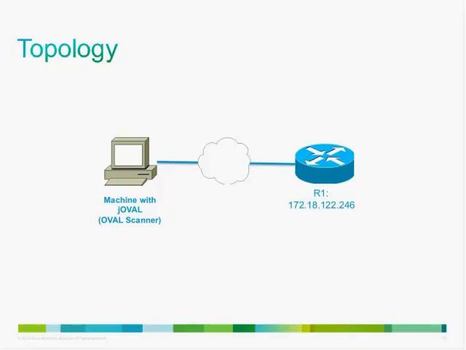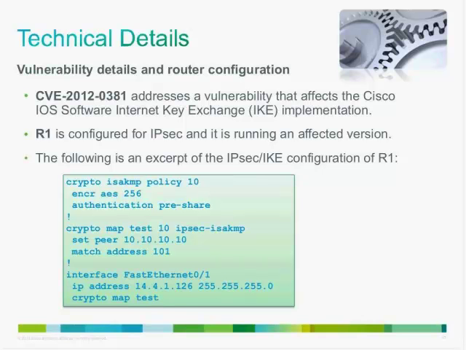And to my right, I have a router that we just call R1, configured with a specific IP address, in this case 172.18.122.246. To go over the technical details of the vulnerability we're going to be checking for: it's a vulnerability that we published last year. This is the CVE, the identifier for the vulnerability, and it was a security advisory that addressed an issue that affected the Cisco IOS IKE, or Internet Key Exchange, implementation.